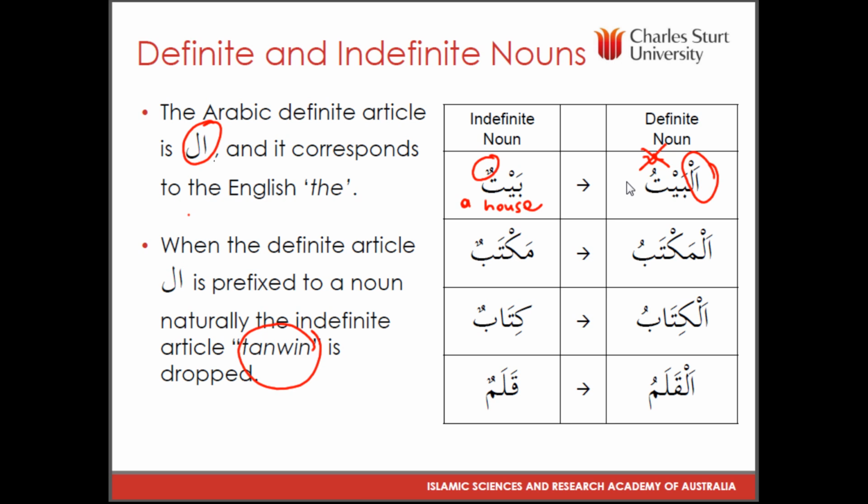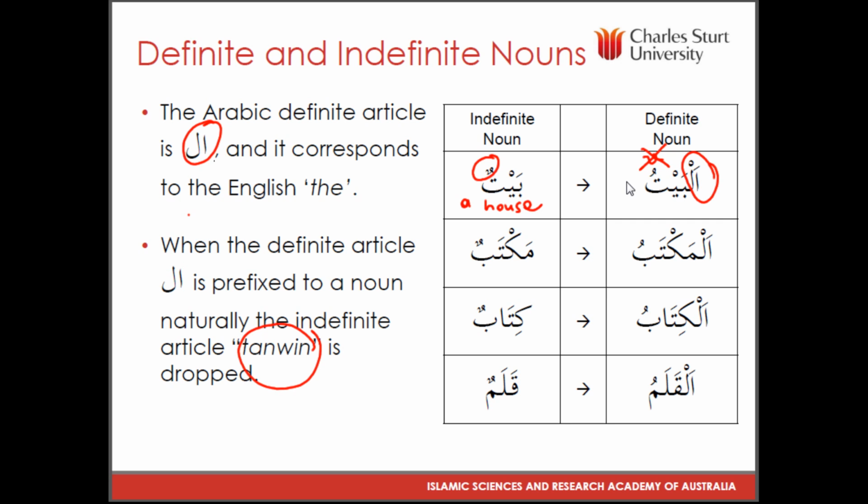Okay, look at the other examples. Mektebun. When you prefix el, how should we articulate? El mektebu. Mektebun becomes el mektebu. Kitabun becomes el kitabu. Kalemun becomes el kalemu. Okay, this is the second important rule.